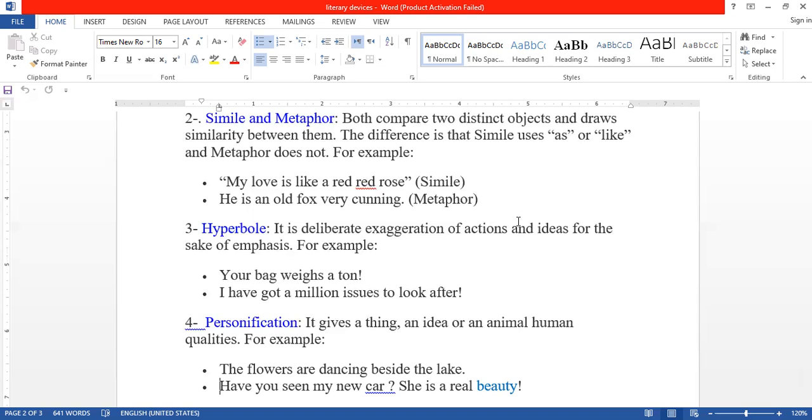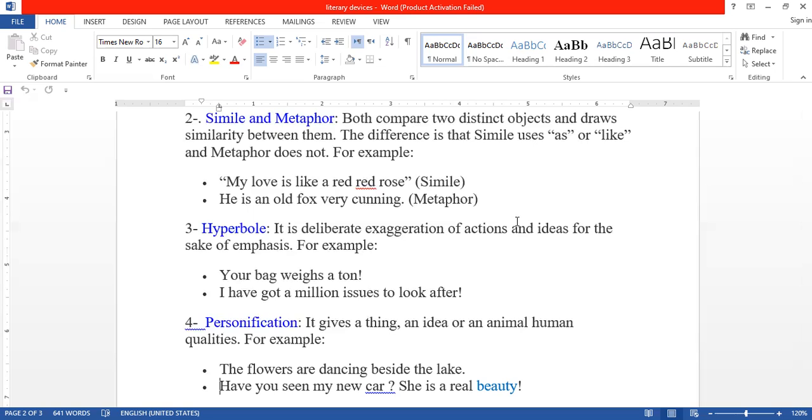All right. Okay, let me explain first. Simile and metaphor both compare two distinct objects and draw similarity between them. What does that mean? Both of them talk about comparison. We compare between two objects. All right?